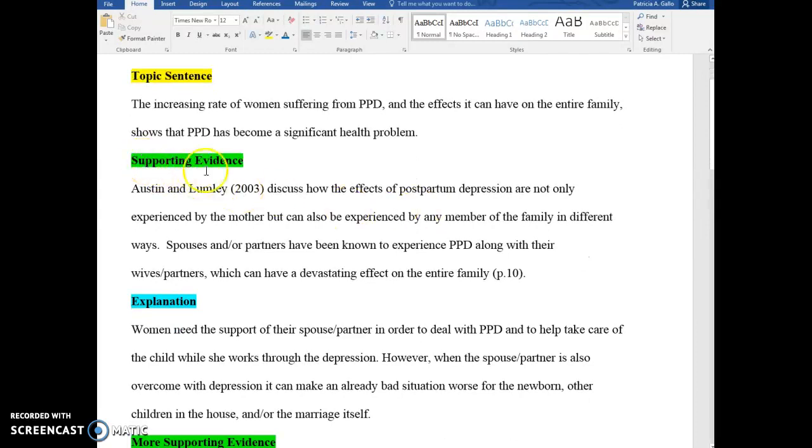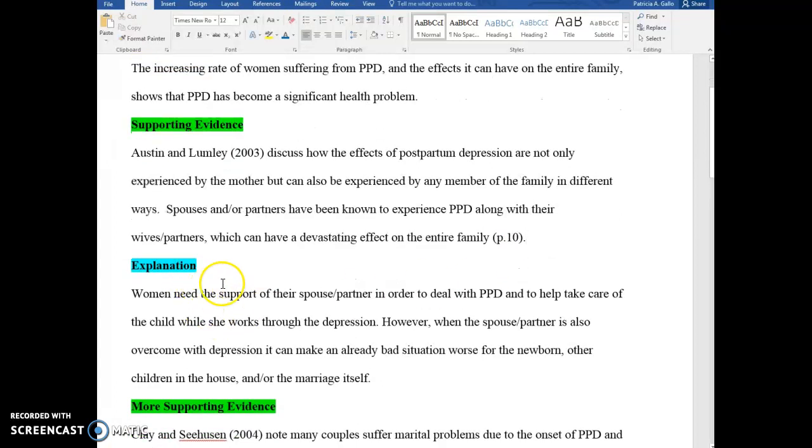Now we look, the next sentence will be supporting evidence from her source. And we see here she's using Austin and Lumley, 2003, and then she gives a paraphrase. How do I know this is a paraphrase? There's no quotation marks around it. So she's put the information from the source into her own words. And this information is supporting her topic sentence. Here's the page number, so that's how I know that the information from the source is ending.